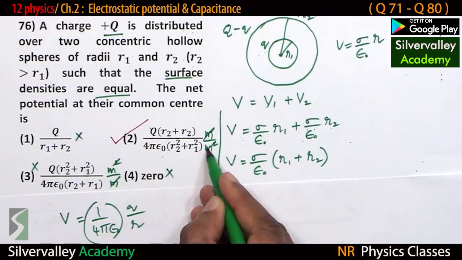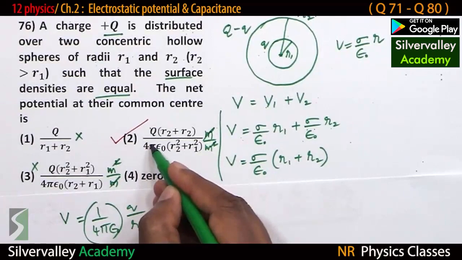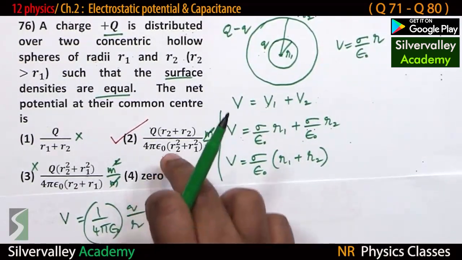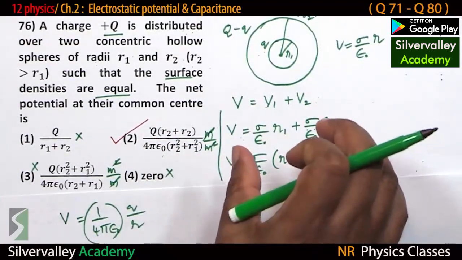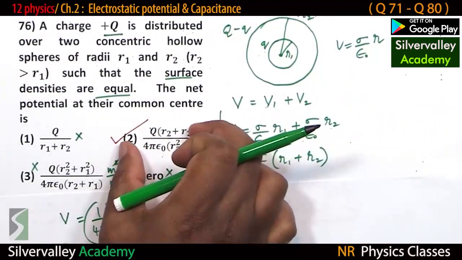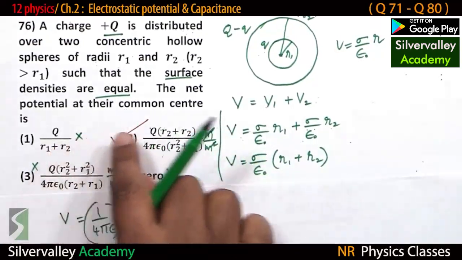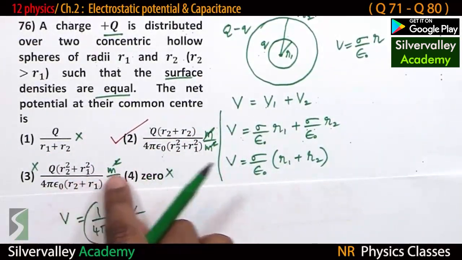So charge by meter, 1 by 4 pi epsilon naught, 1 by 4 pi epsilon naught. In that sense also, this is correct. So use the method or use the dimensional method. You can use the dimensional method only when equations are very distinct.